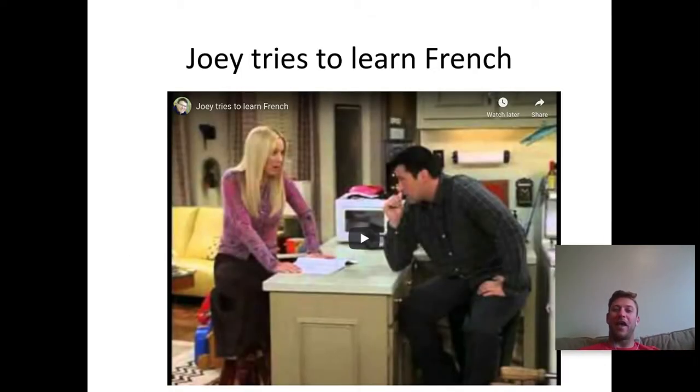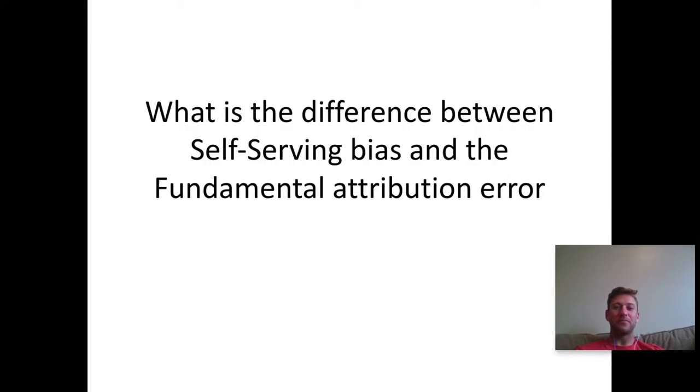So here's an example that you guys can watch, and I want you to apply this, Joey trying to learn French, to the locus of control and reciprocal determinism. That'd be great practice. I can see both those words coming up on the AP test. It's a minute clip. It's pretty funny. And then a quick review, self-serving bias versus fundamental attribution error. And you're going to stop there.